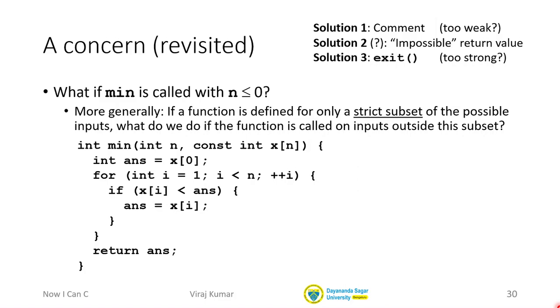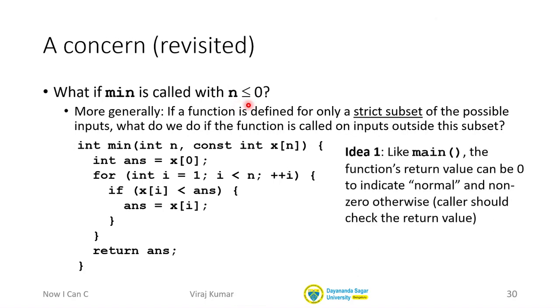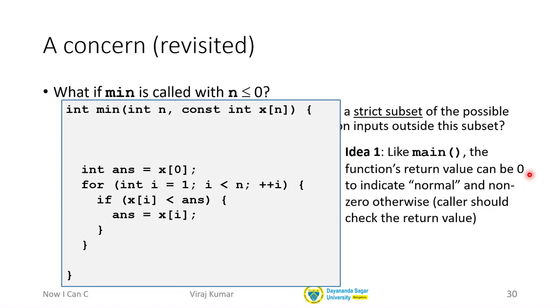So here is an idea for dealing with this tricky situation when the min function is called with n negative or 0. And the idea is similar to what we saw with the main function. If you recall, the main function returns an int which indicates whether something bad happened or not. The main function returns the integer 0 if everything is okay, and otherwise it returns some non-zero integer. So why don't we try and use the same idea for the min function?